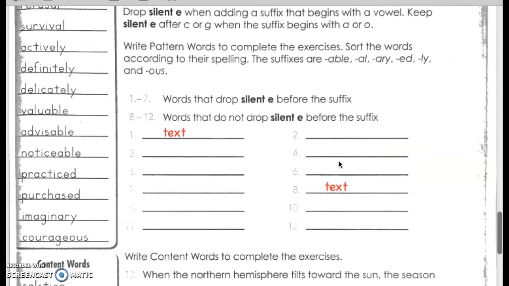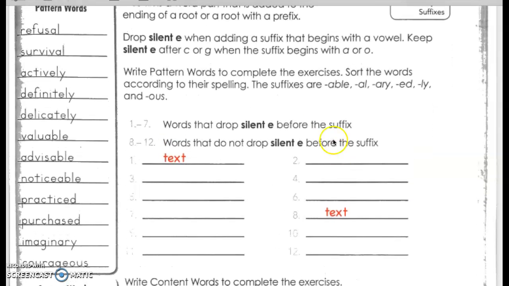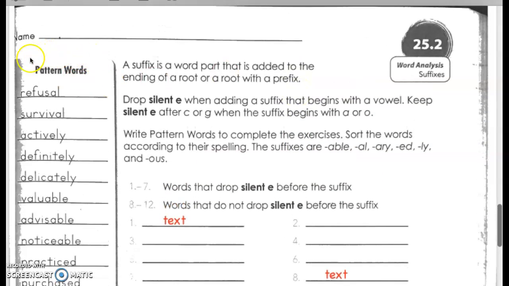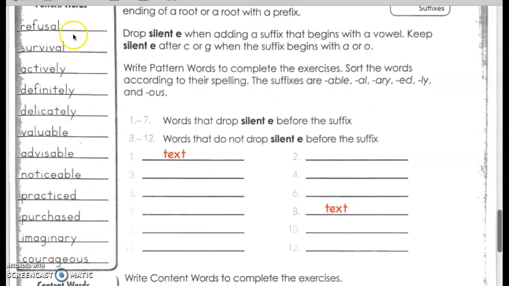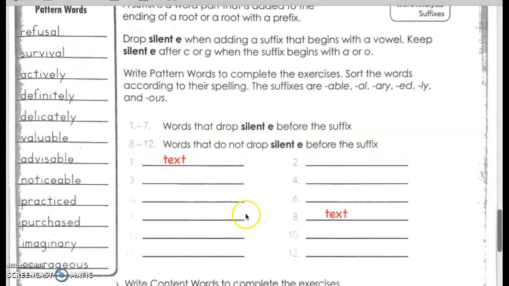Now let's go over the directions for the first part. Write pattern words to complete the exercises. So these are the pattern words. Sort the words, or categorize them, according to their spelling. The suffixes are able, al, ary, ed, ly, and ous. So numbers 1 through 7, we're going to write down the words that drop silent E before the suffix. 8 through 12, the opposite. Words that do not drop silent E.